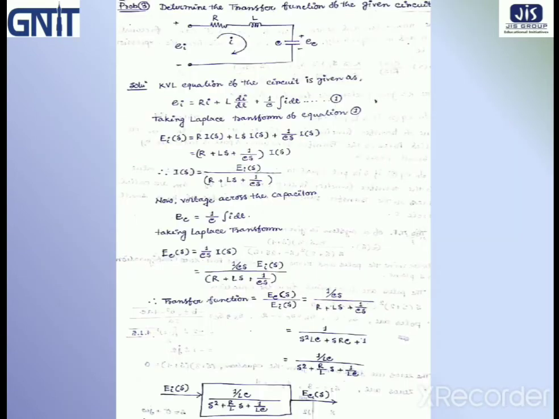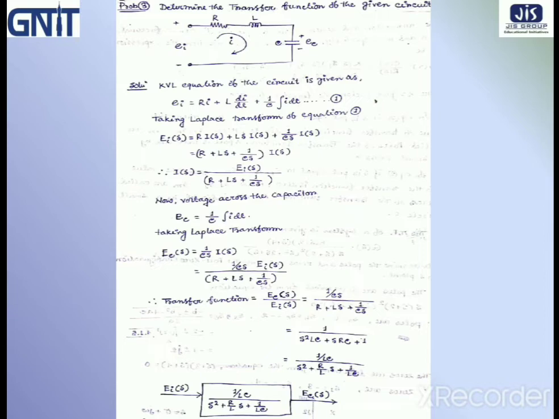Moving to our next slide, here is one problem. A series RLC circuit is there and we have to calculate the transfer function of the system. Now what is the definition of transfer function? Transfer function is the Laplace transform of the output to the Laplace transform of the input, where all the initial conditions are 0. So in this RLC series circuit, what is the input and what is the output?